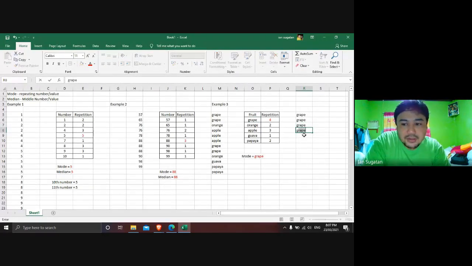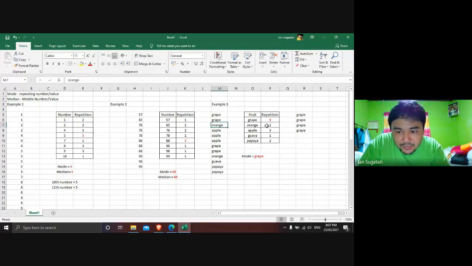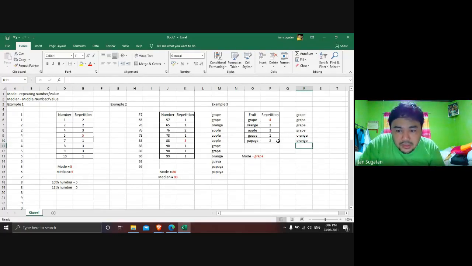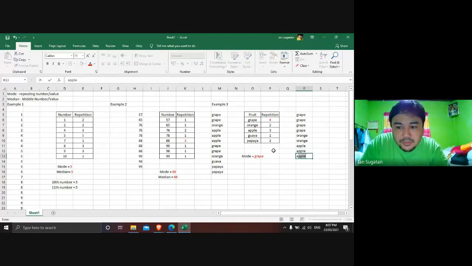So 4 ka grape. So butang nyo di 4 ka grape, no? So 4 siya. Then orange. Ang sunod abi nga is orange. So may 2 ka oranges. So butang mo orange. Then orange. Okay, sunod is apple. So apple. 3 siya. Then next is guava. And papaya. 2 ka papaya. So 2 siya ka papaya.